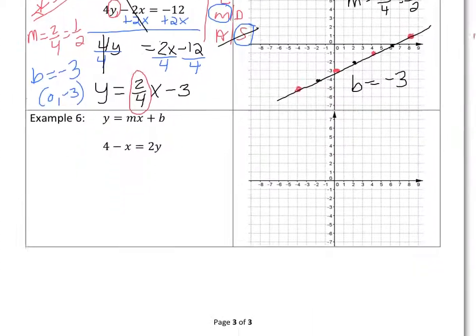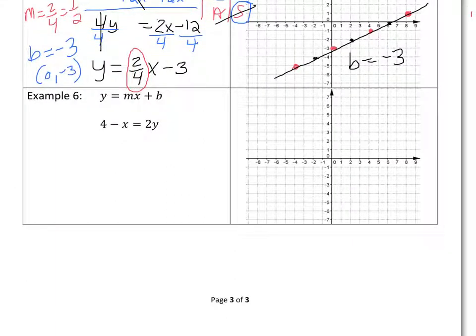Final example. Here we have 4 minus x equals 2y. I don't want this y, well, let's just go to the y. Always go to the variable you're trying to solve for and isolate. That's what we're trying to do when we solve for y. We're trying to isolate y. We want y all by itself. So go to y. Y is being multiplied by 2. How do we undo multiplication? We undo multiplication with division. So I want to get that y all by itself.